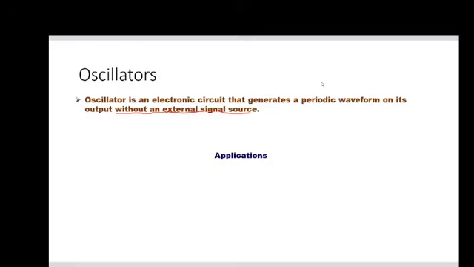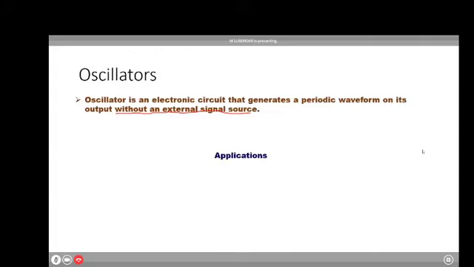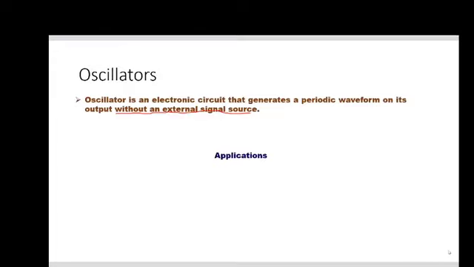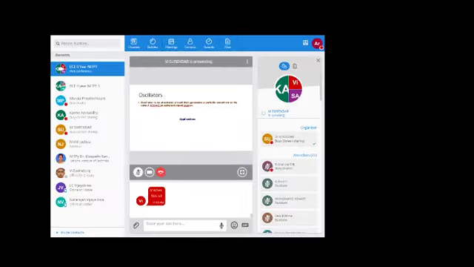Now here there is a line called without an external signal source. That is the main point to be noticed, because in your RC coupled amplifier you will be giving some AC input, so that it will give the amplified version of that input signal. You will be giving some 50 millivolt and getting an output of 2 volt, based on the gain provided by the amplifier you have designed.